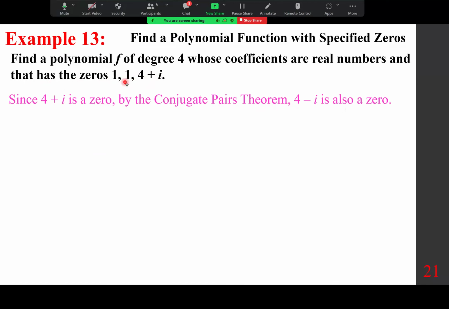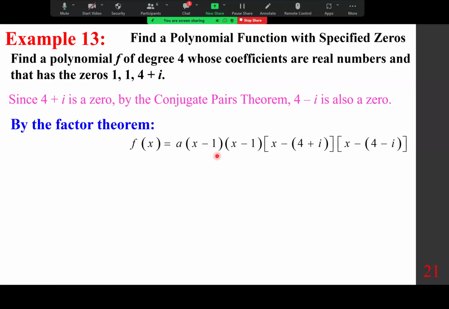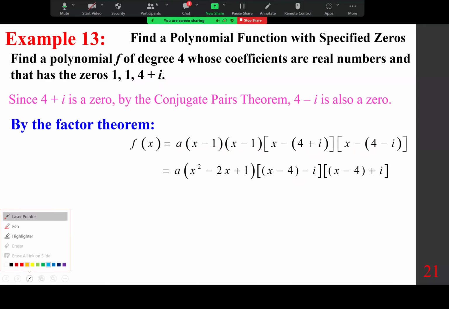So we have x minus 1, x minus this, and x minus that. So x minus 1 is squared. This is x minus 4 plus i, x minus 4 minus i, with something in front, you can have it in general. Of course, this is x squared minus 2x plus 1. To do this product, you rewrite this as x minus 4 minus i and x minus 4 plus i. The reason you do that is that this part is a minus b, and this is a plus b.